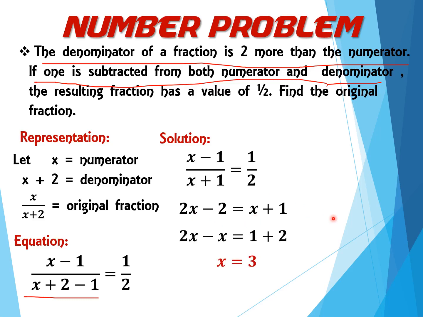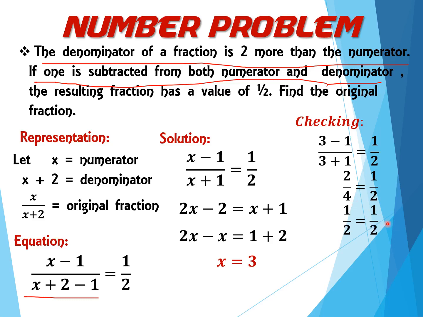So here we can now do the checking if this satisfies the equation. So we substitute 3 here. So we will have 3 minus 1 over 3 plus 1 is equal to 1/2. So 3 minus 1 is 2, 3 plus 1 is 4, so 2/4 is also 1/2, is equal to 1/2. But you are asked to find the original fraction. So since x is 3 and your x is the numerator, 3, and then your denominator is x plus 2, therefore the original fraction is 3 over 5. So this is our final answer.